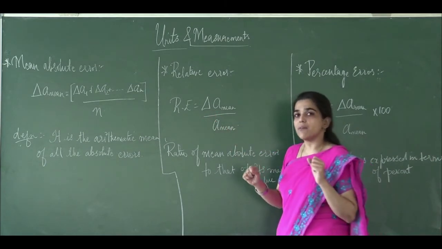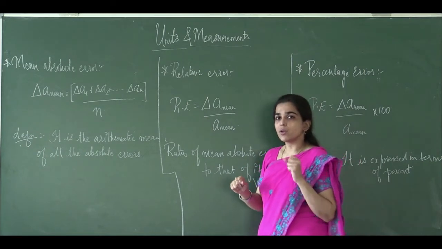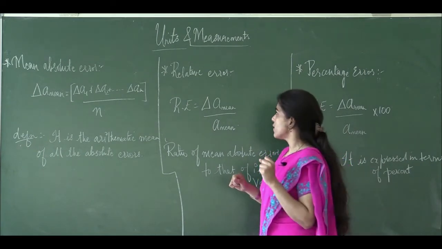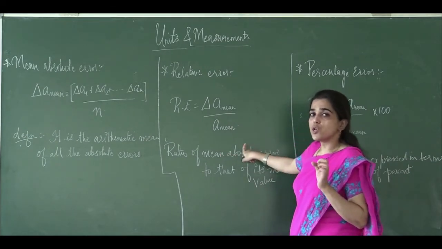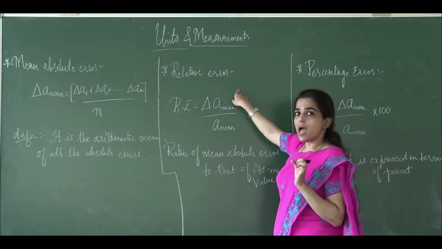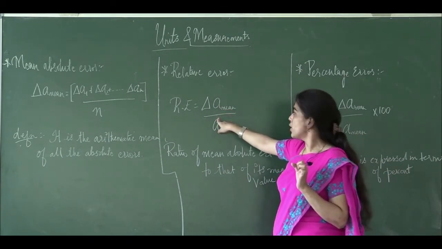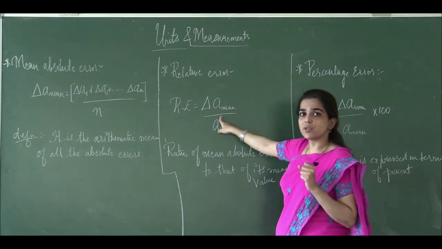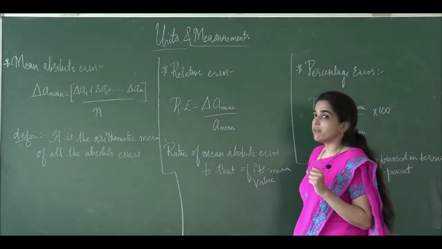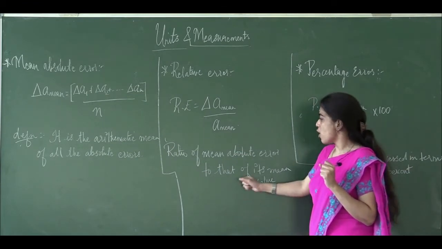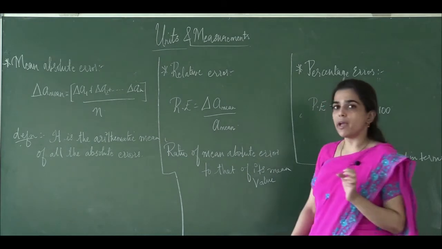Next we have the relative error, where the formula used to calculate the relative error is given as delta A mean divided by A mean. So delta A mean is the absolute error of this average value, or we can call it the mean absolute error of the average value. Then we define it as the ratio of the mean absolute error to the mean value.